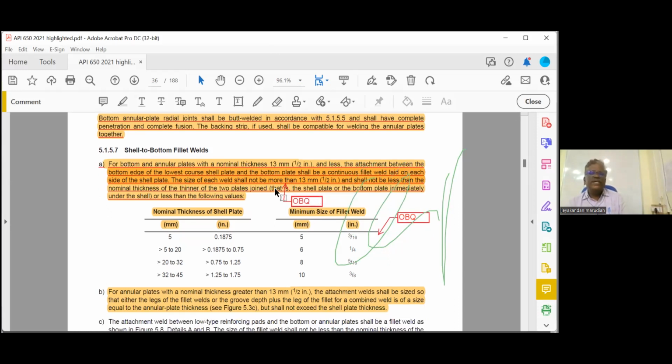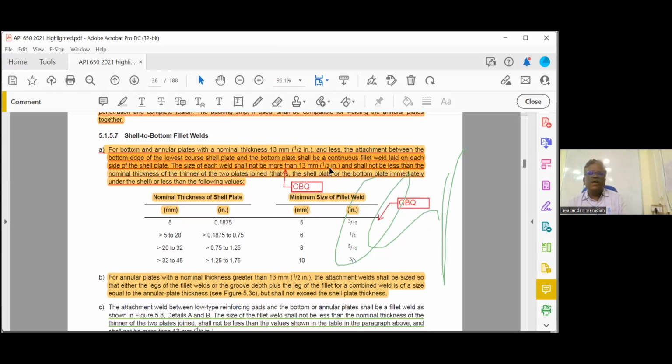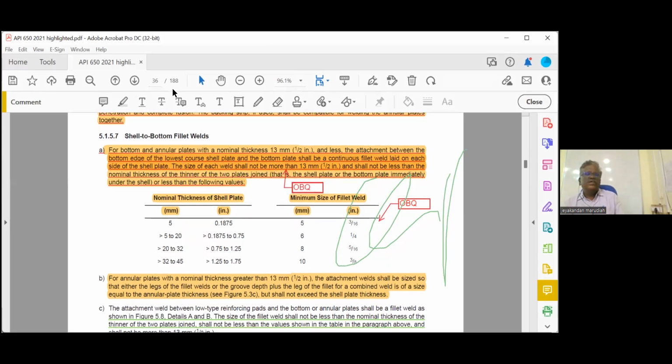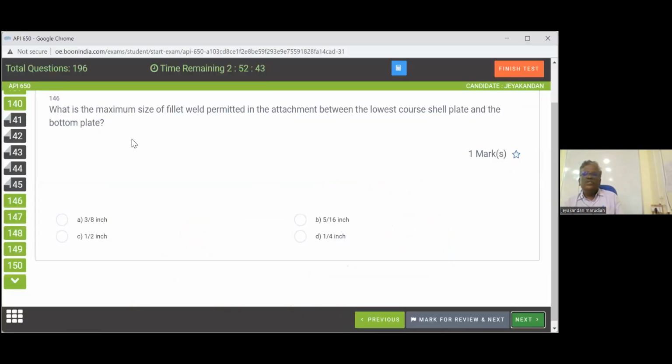So the maximum size of each weld shall not be half an inch. Maximum allowed is half an inch. You can read this. The bottom and the under plate with a nominal thickness of half an inch and less. What is the question? What is the maximum size of the attachment between the lower shell course and the bottom plate? Okay, lower shell course and the bottom plate.